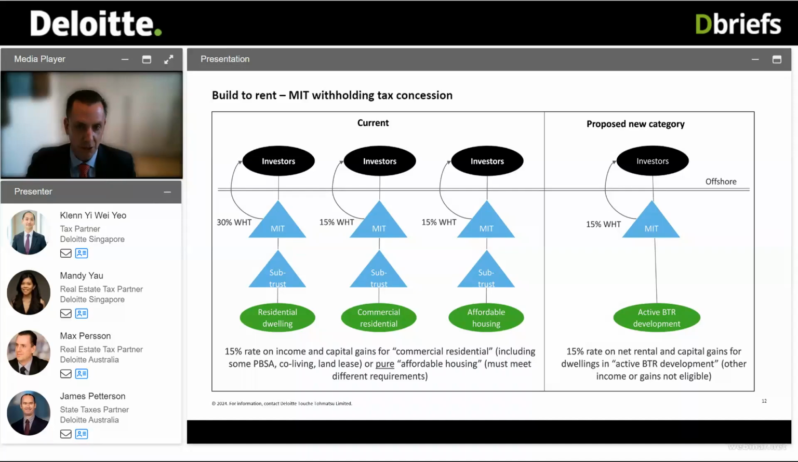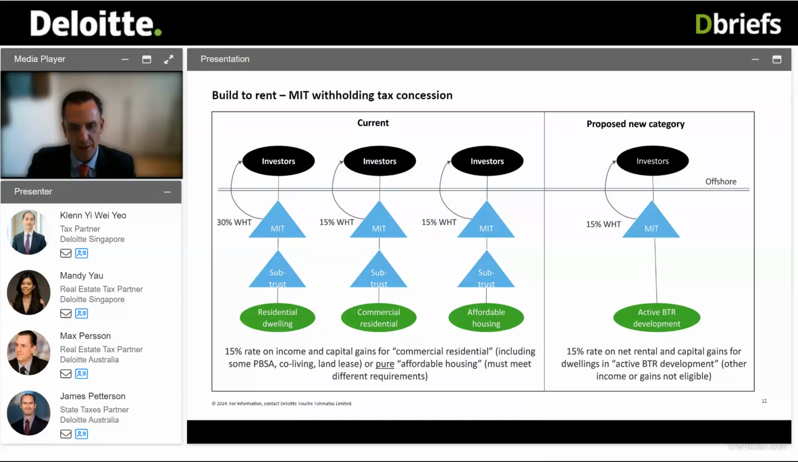But because this concession is only available for the affordable housing, we've not seen this model taken up widely to date. So then we have the new proposed category being an active BTR development, where the 15% rate would apply to net rental and capital gains from the disposal of eligible dwellings. It's important to note that it's not 15% on everything as proposed, it's only on rental and capital gains on the dwelling. So income from tenants for services or use of amenities that are maybe split out from the rent would not seem to qualify, and also capital gains relating to common areas or other land that is not part of a dwelling also doesn't seem to qualify.